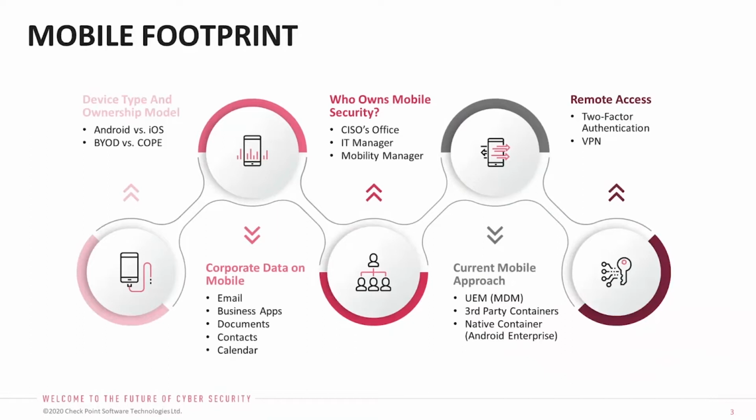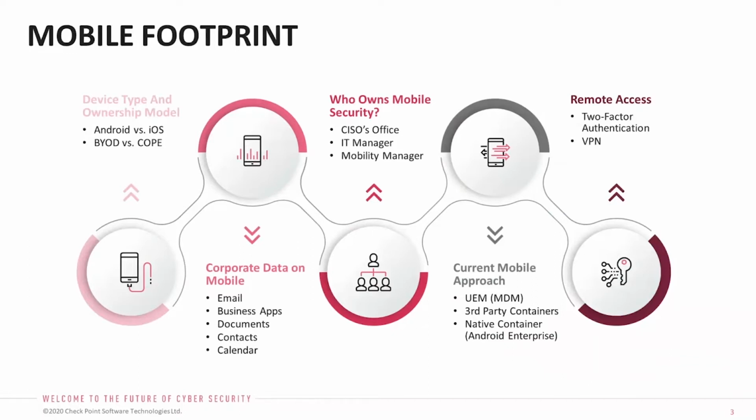And what's your current approach at the moment? A lot of businesses already have something there. They might have been given a free tool, or it came with another security tool, such as Intune. So we have current mobile approaches where people are using MDMs or maybe third-party containers, and maybe even native enterprise solutions like Android Enterprise. And then there's also the remote access part. How do we secure it when we have your mobile? Is it with two-factor, VPN? There are a lot of questions to ask around this.